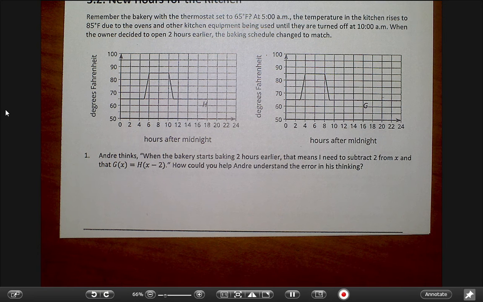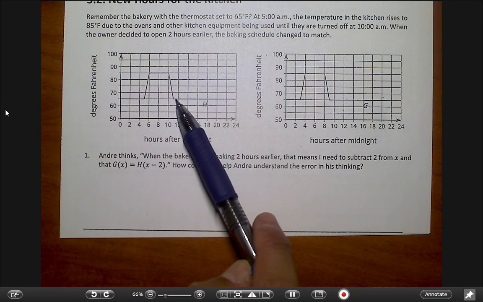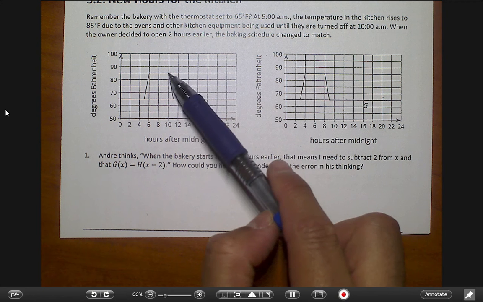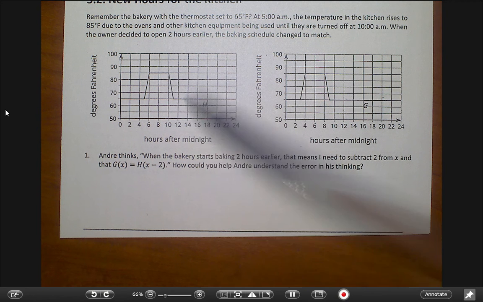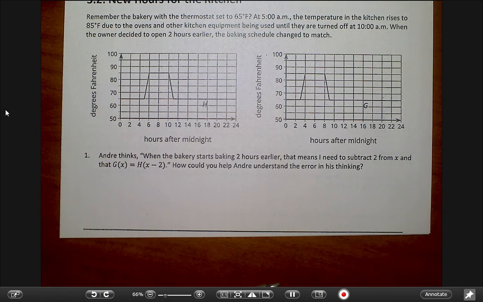Now here is the example of that. The same problem as yesterday. Yeah, this is with the graph from yesterday. What I did though, I gave them 2 hours to cool down yesterday. So ours was slightly different because it actually went from here to cool down. Now it's only 1 hour. 1 hour cool down. Okay, so Andre thinks that when it starts baking 2 hours earlier, it means that you subtract 2 from x, and that g of x is equal to h of x minus 2.